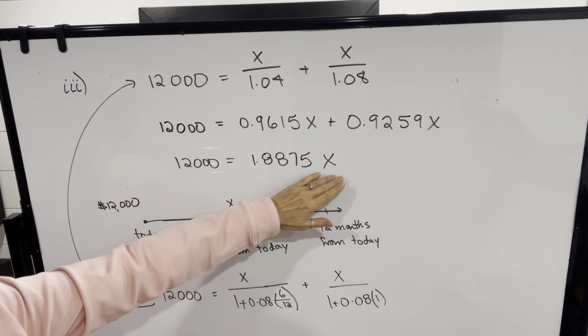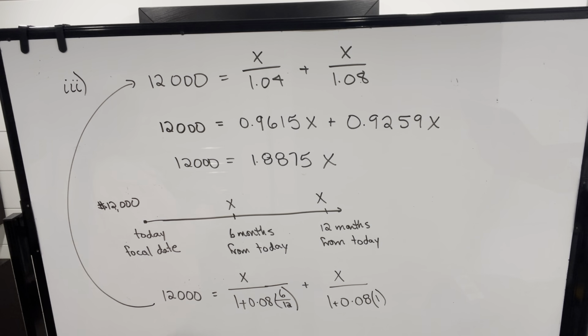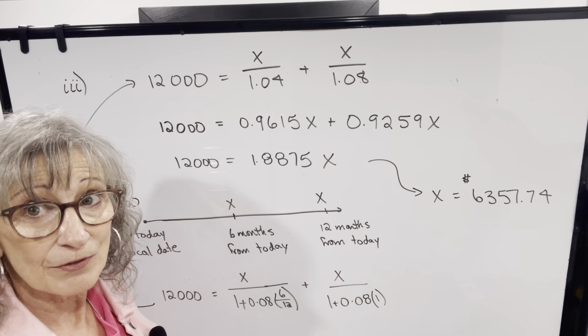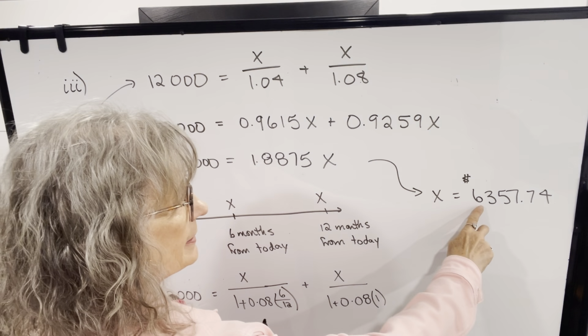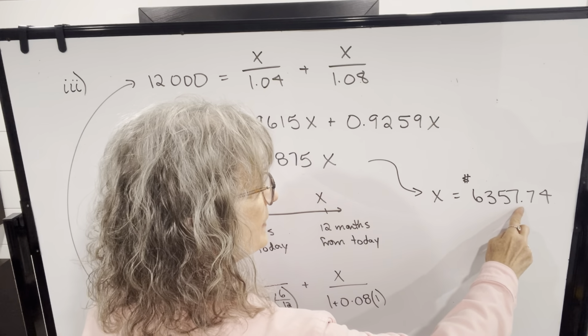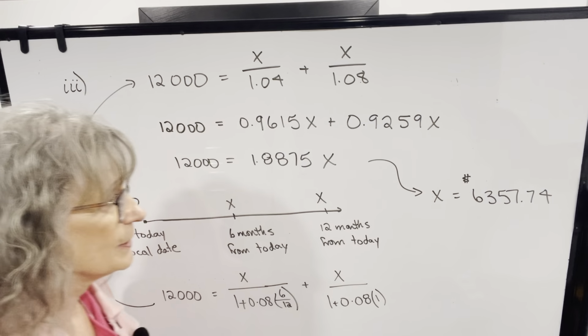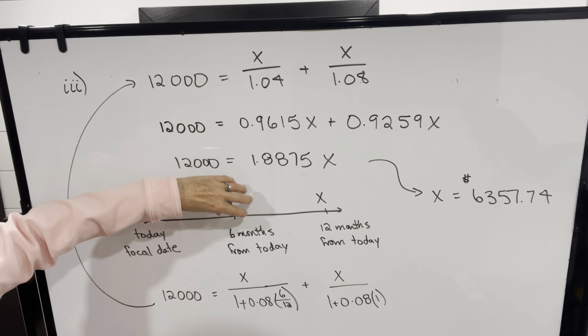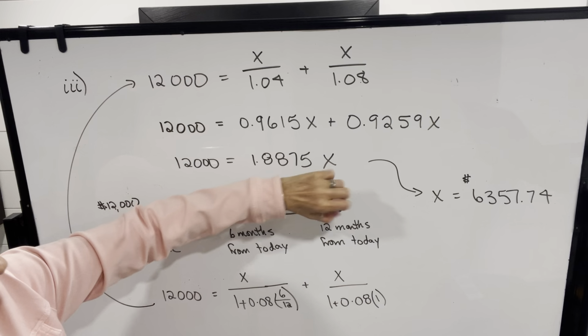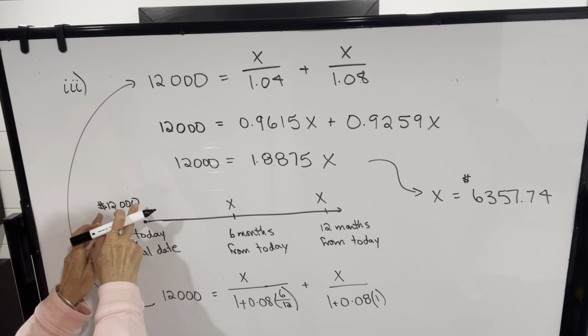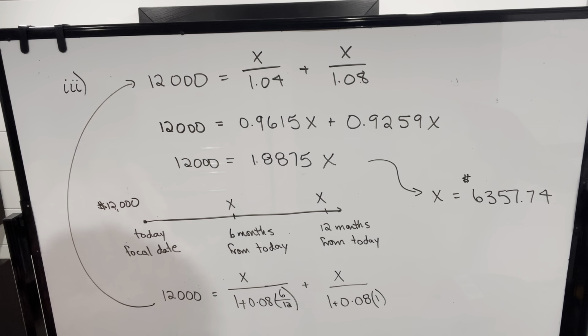Now we're going to divide both sides by 1.8875. And since I haven't rounded off at all during my calculations, I get $6,357.74. So if I make that payment 6 months from today, as well as 12 months from today, that's going to be equivalent to the $12,000 I borrowed today.